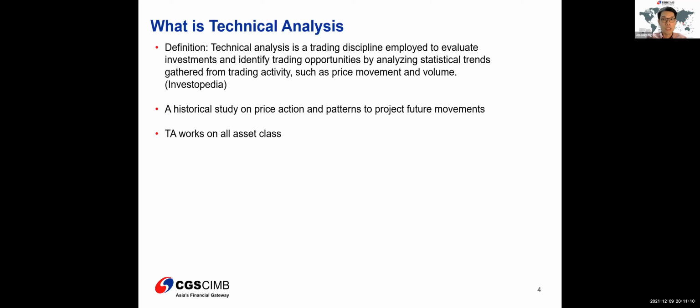So in the examples that I will show moving forward, I will also highlight some of these asset classes, just to highlight how TA actually works across all asset classes, including Bitcoin at the end as well. So do stick to the end for that. So that just forms the basis of what TA is.